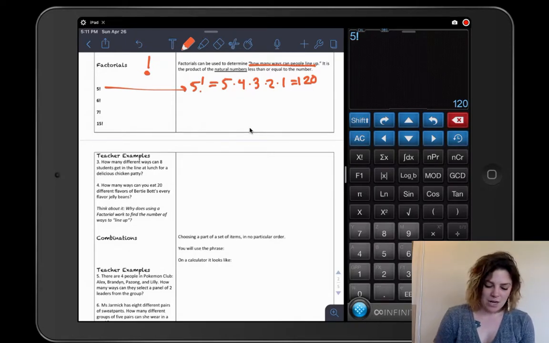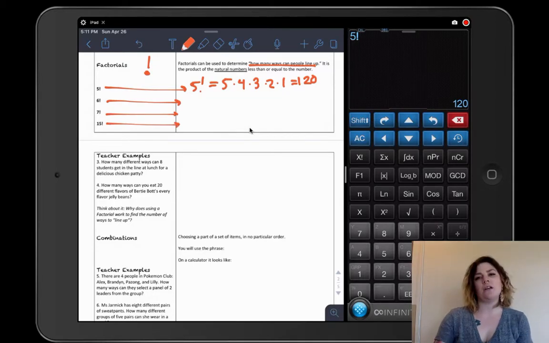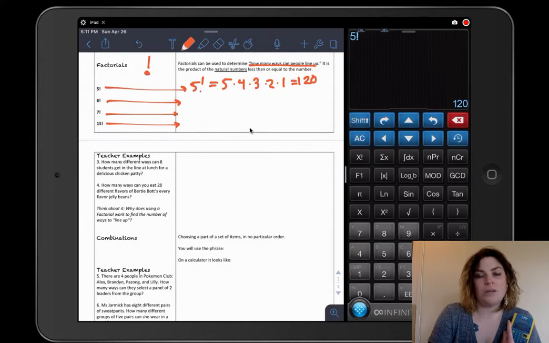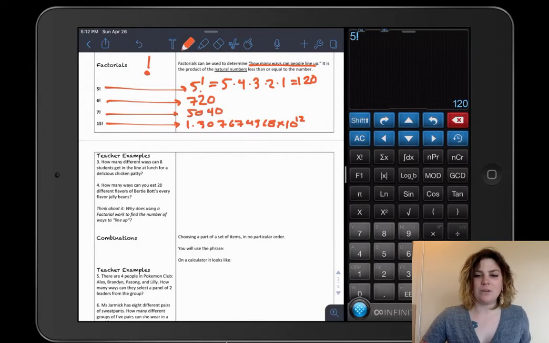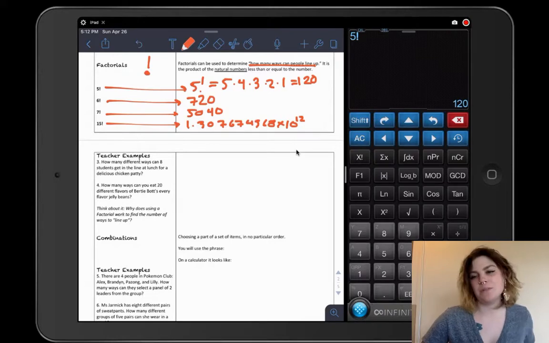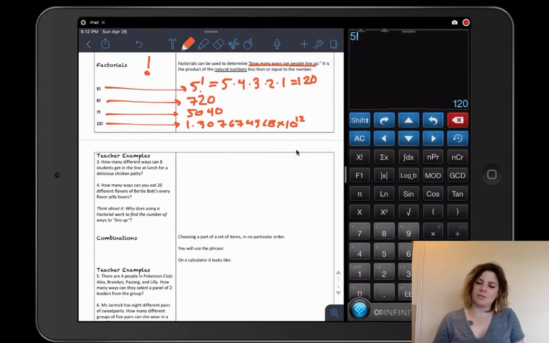Okay, let's try it with a couple other numbers here. So I want you to get some practice with your calculator, and also you're going to see how amazingly huge factorials get really, really quick. It's kind of like an exponential. So go ahead and whatever calculator you're choosing to use, try 6, 7, and 15 factorial. Pause the video and then come back. All right, so hopefully you had some success using your calculator or Desmos to do that.